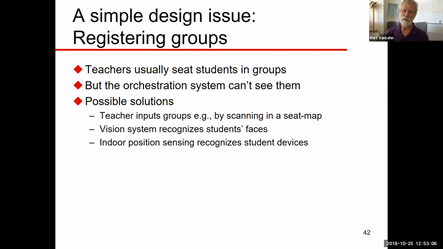When the students file into a classroom, typically the teacher has already decided how to group them and tells them where to sit. Often it's the same place every day, so they're always in the same groups. But unfortunately, the orchestration system can't see who's seated where. So how do we get it to know? Well, one way is to have the teacher input all those groups, perhaps by taking a photograph of the seat map and having the system parse it. Alternatively, we could have a vision system recognize the students' faces. That's a little dicey. An indoor positioning system that recognizes the students' devices might work, but we haven't tried it.